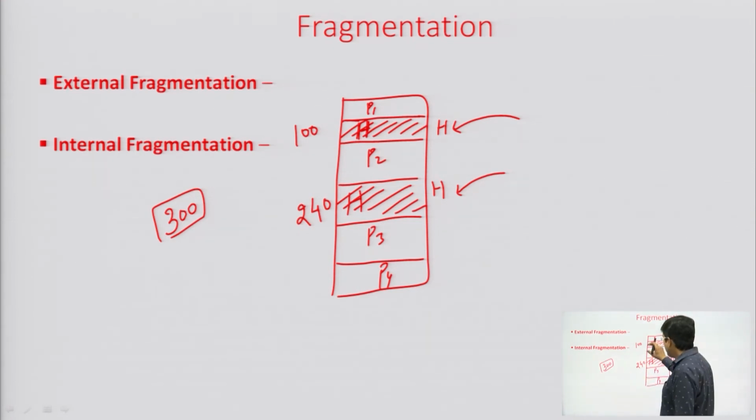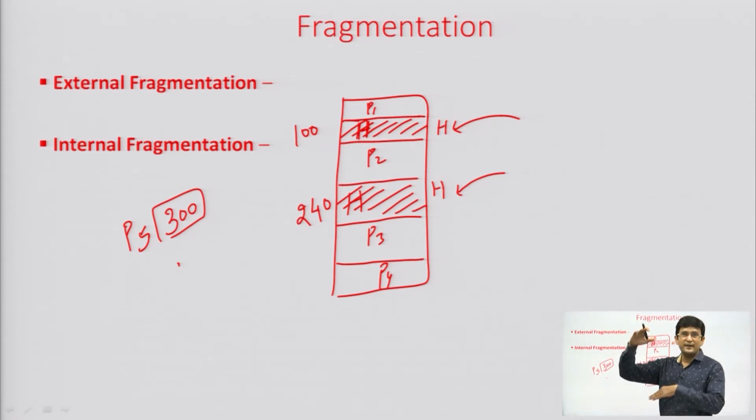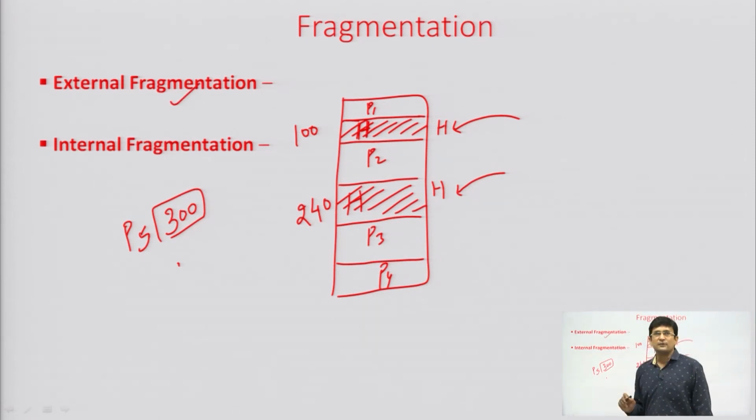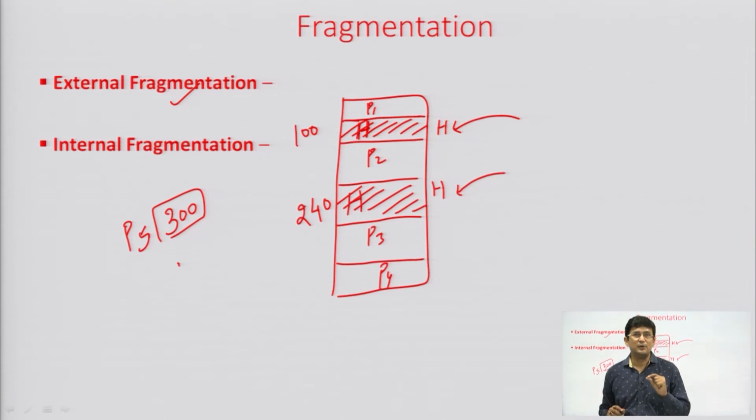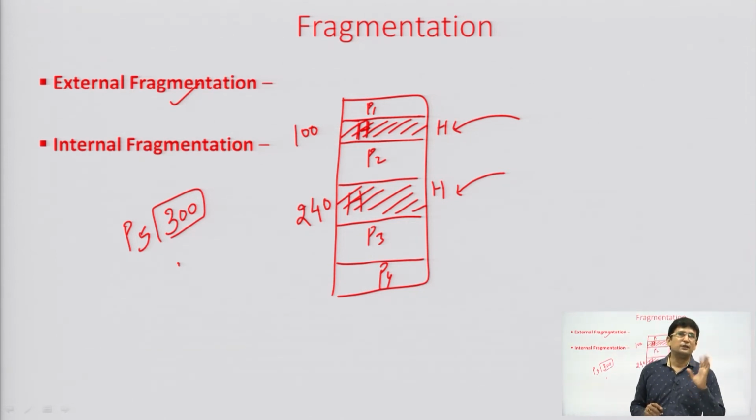So, there is a problem that the cumulative size is 340, but this process, let us say this is the P5 process, cannot get accommodated in either of these partitions. Their sizes cumulatively are enough, but since the space is divided into two portions, we cannot accommodate it here. So, this is called the external fragmentation. If the cumulative size of the holes is able to accommodate a process, but they are not in contiguous space, that is the external fragmentation.